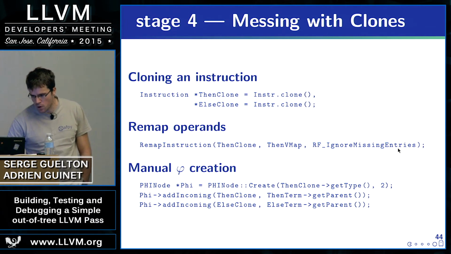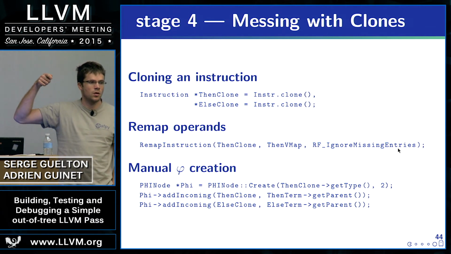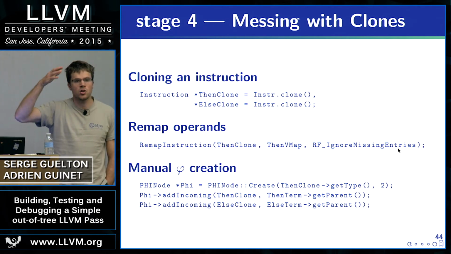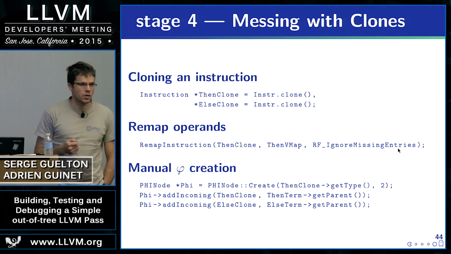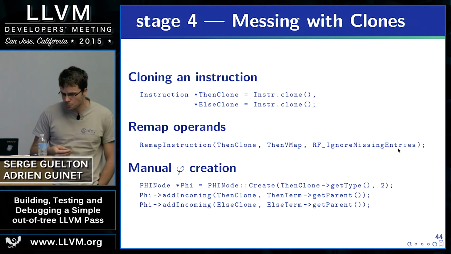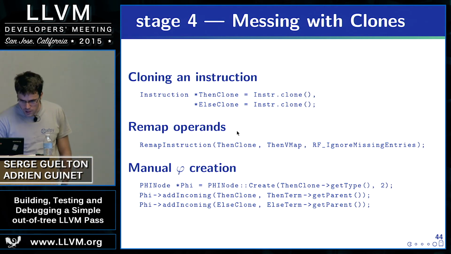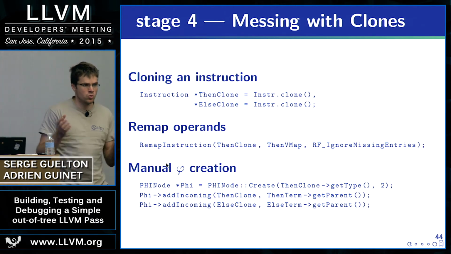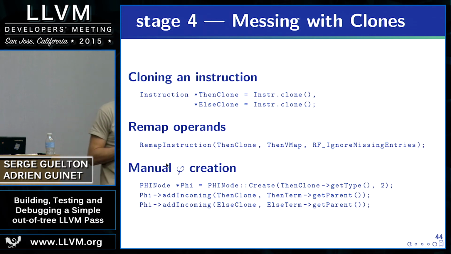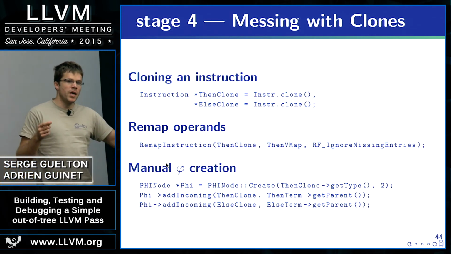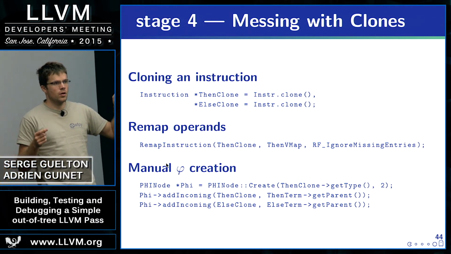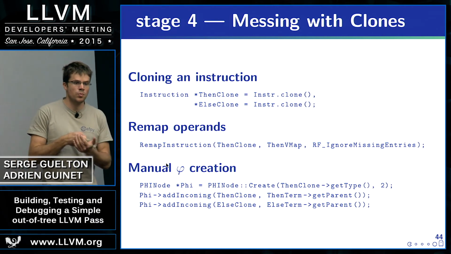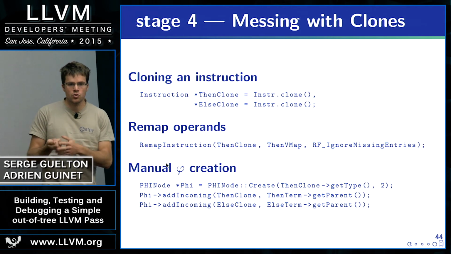And the last parameter means that if a value is not found in the mapping, which means that it comes from the outer scope, just ignore it and go on, which is what we wanted to do. And then we need to do the merging stuff. So to do this, we know we want to use phi nodes, but we will want to replace the original instruction with the phi node. So we will not use the builder. We will manually create the new instruction.